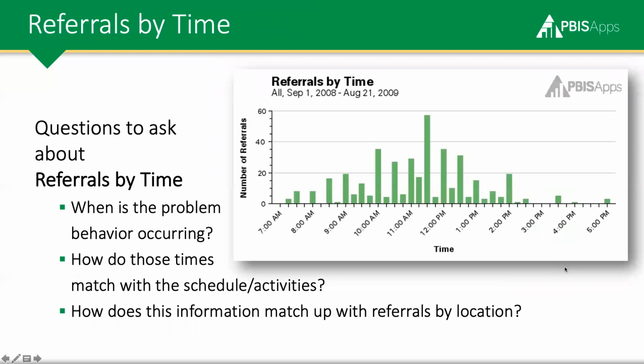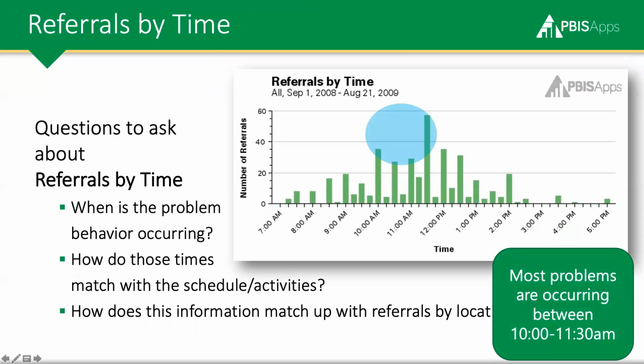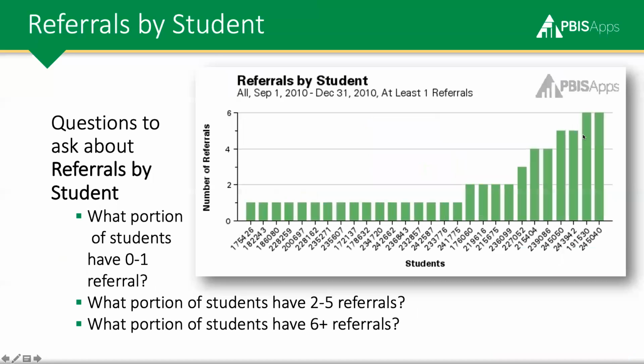Referrals by time. Is there a particular time of day when our problem behaviors are occurring? When you look at this report, think about how your schedule and activities match up with this. In this example, we're seeing a lot of problems between 10 and 11:30. So what's happening in our schedule between 10 and 11:30? Is this transition time? Is this when kids are starting to go to the cafeteria? How do the activities match up with what's happening at this time of day? So an important report as well.